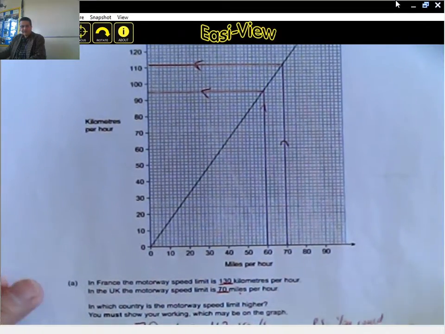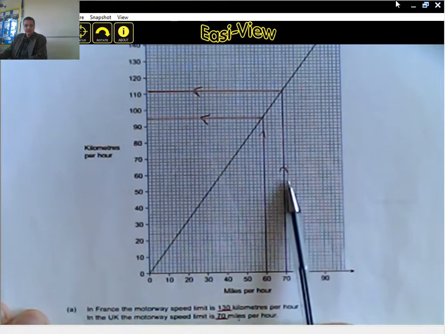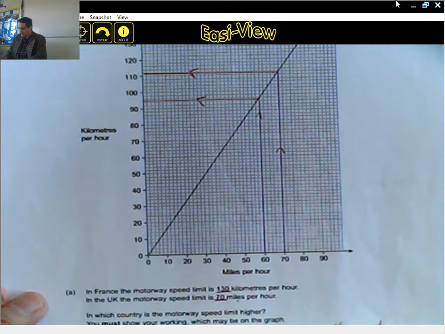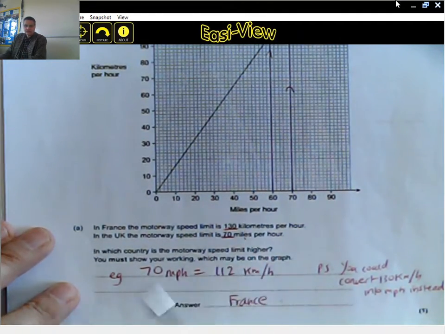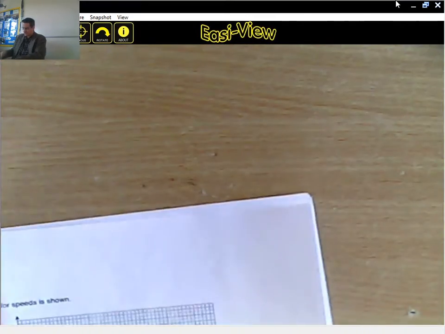Right, in France, the motorway speed limit is 130 km per hour. In the UK, the speed limit is 70 miles per hour. We need to compare the two basically. So I took my 70 in the UK, and that came to 112 km per hour. And therefore France is faster because 112 is less than 130. Is that alright? Easy enough.